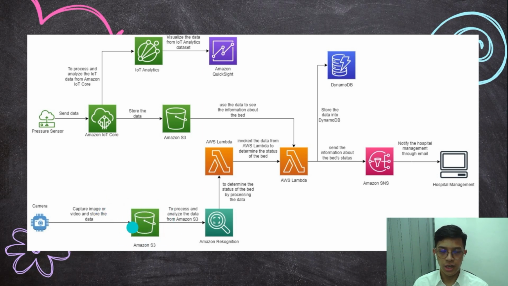When there is a new image uploaded to the S3 bucket, the first Lambda function will be triggered and send the image to Amazon Rekognition, and Rekognition will return the result to the first Lambda function, and the Lambda function will take the result and invoke the second function.